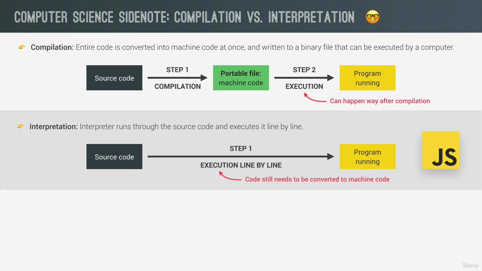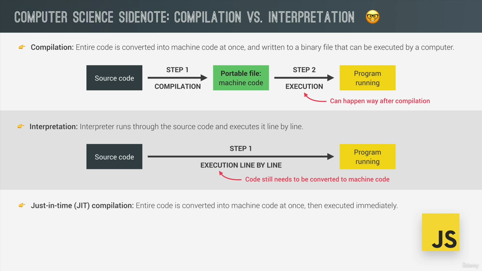Now, many people still think that JavaScript is an interpreted language, but that's not really true anymore. So instead of simple interpretation, modern JavaScript engines now use a mix between compilation and interpretation, which is called just-in-time compilation. This approach basically compiles the entire code into machine code at once and then executes it right away.